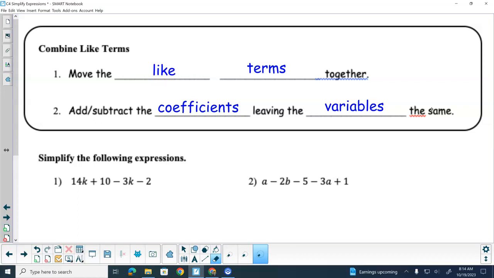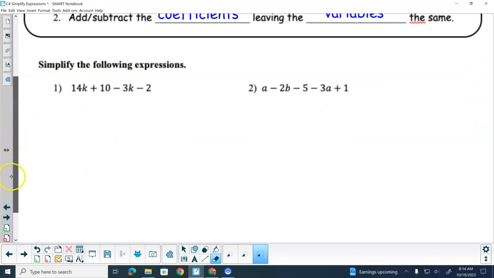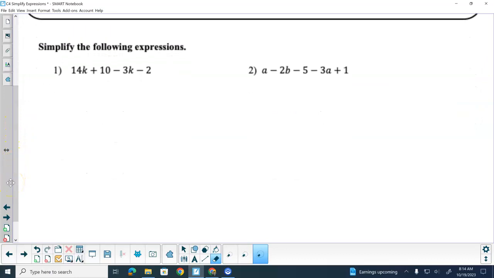Let's do 1 and 2. How many you got? 6? 6 of them to do. Let's do 1 and 2 together. Then I want you to do 3, 4, 5, and 6. Okay? I gotta have the breaks here because I don't want to give it away in the actual problem. Give me a set of like terms in number 1. 14k and negative 3k are alike. This one right here and this one right there. And remember that sign in front carries along with it.